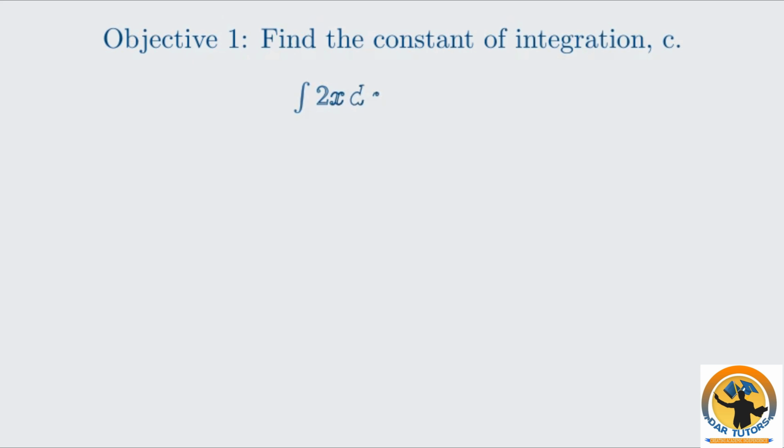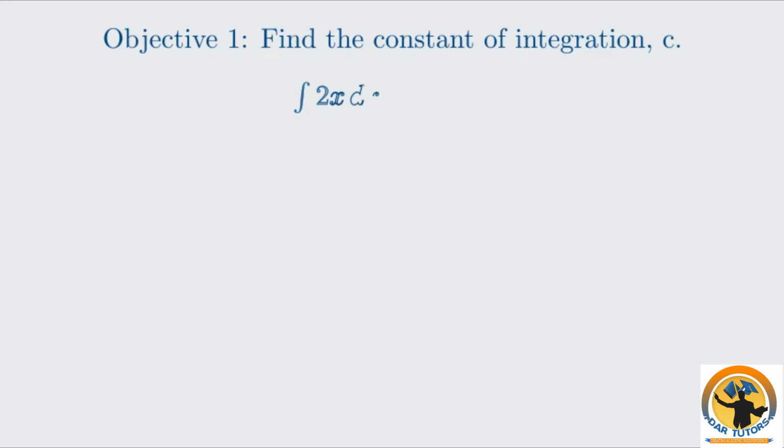Let's move on to our third objective, integrating composite functions of the form f of ax plus b. This is a very common type of integral. The key is to recognize the linear function inside the main function. The general rule is that the integral of f of ax plus b is 1 over a times the integral of f of u, where u is ax plus b. The 1 over a factor is crucial.